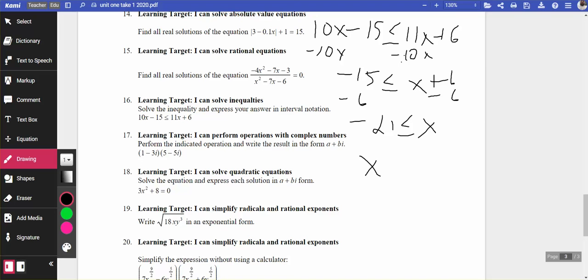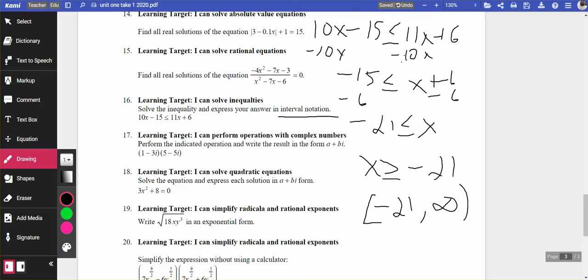Now if I rewrite this, this is x is greater than or equal to negative 21. And as interval notation, you go negative 21, comma, infinity. That is where a lot of people missed question number 16. You failed to do the interval notation. You did not read the directions.